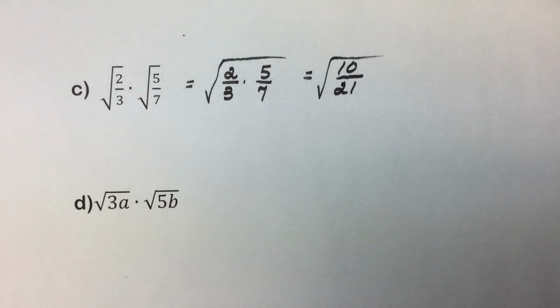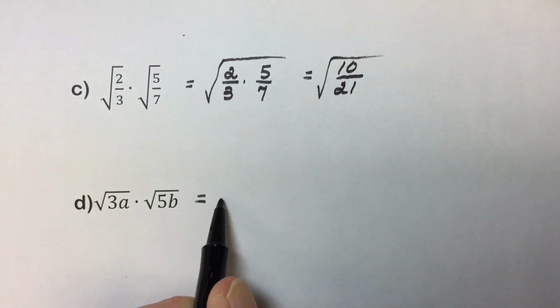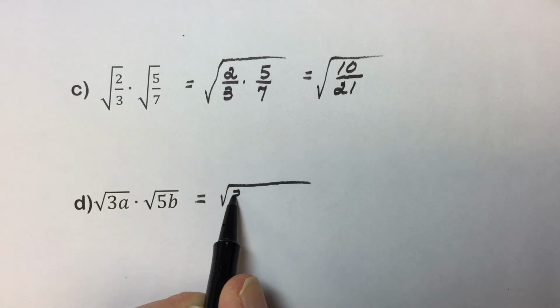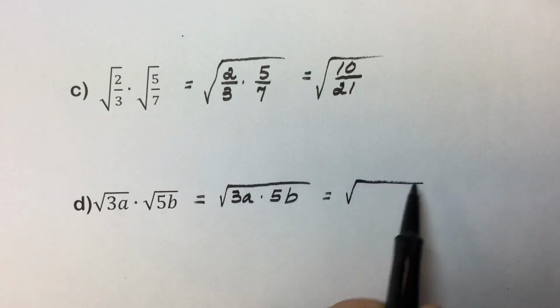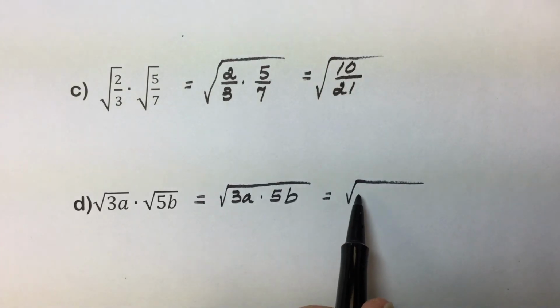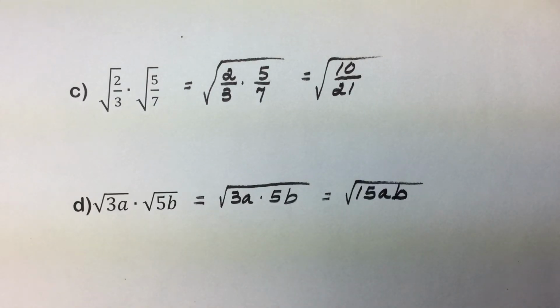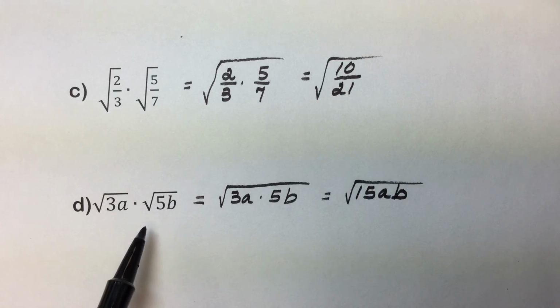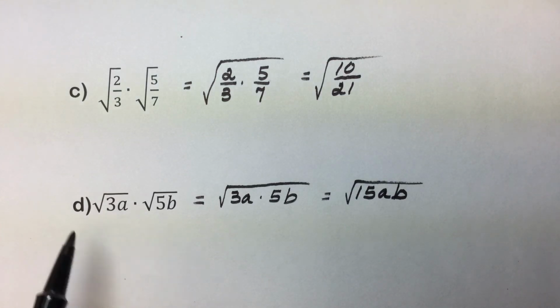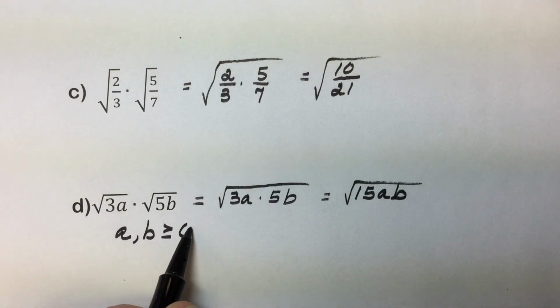Let's take a look at one more. No different. The product rule for square roots says multiply the radicands together. And simplifying, if we multiply our integers, we have 15 times the product AB. Note that we make an assumption that the square root of both of these radicals is a real number, and to do that we must have that both A and B are greater than or equal to 0.